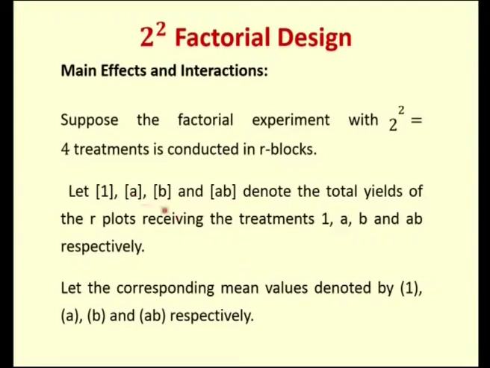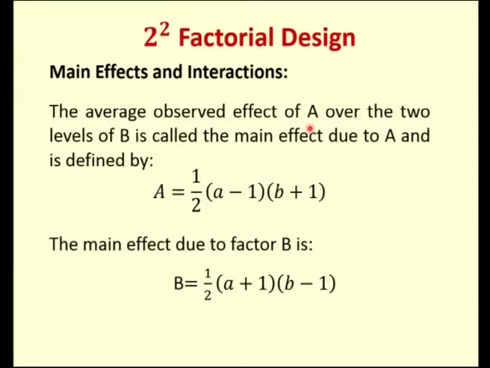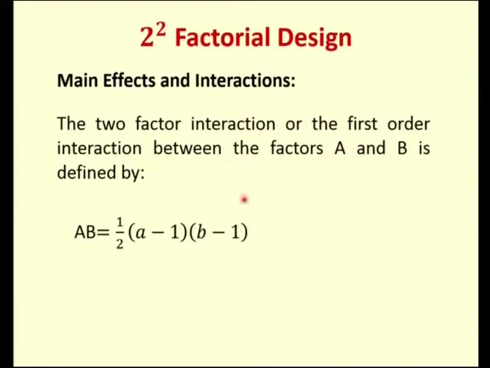So, the square brackets and parentheses make a huge difference. Square brackets denote the total, and parentheses denote the treatment combination values, that is, the mean values. The average observed effect of A over the 2 levels of B is called the main effect due to A, and it is defined as A = 1/2 [(a - 1)(b + 1)]. The main effect due to B is given by B = 1/2 [(a + 1)(b - 1)], and the interaction effect is given by AB.